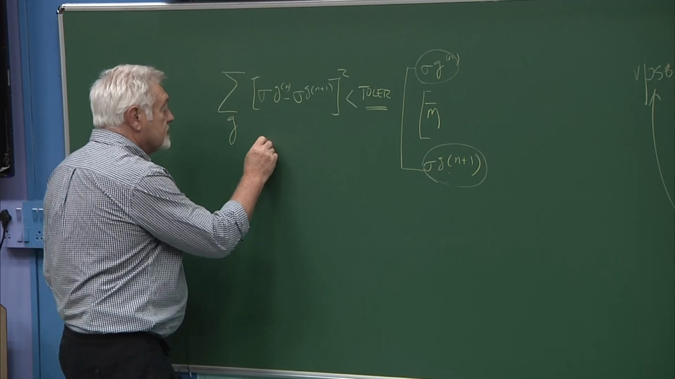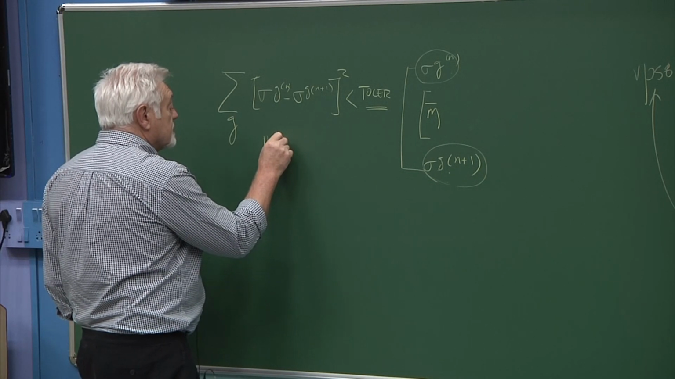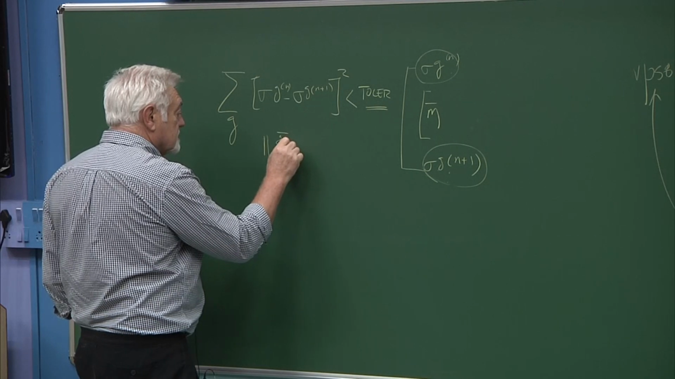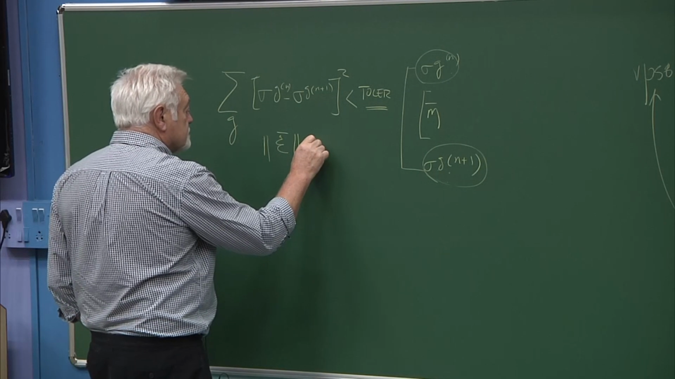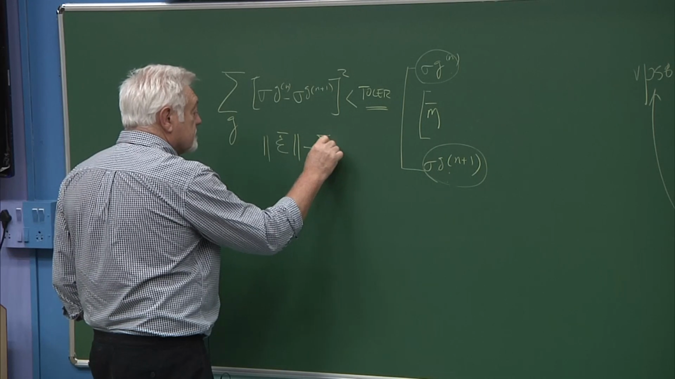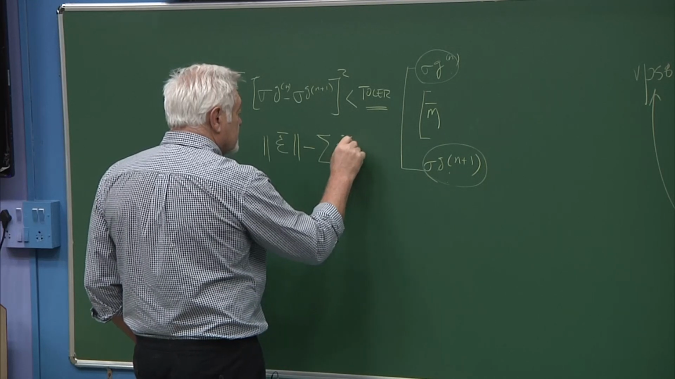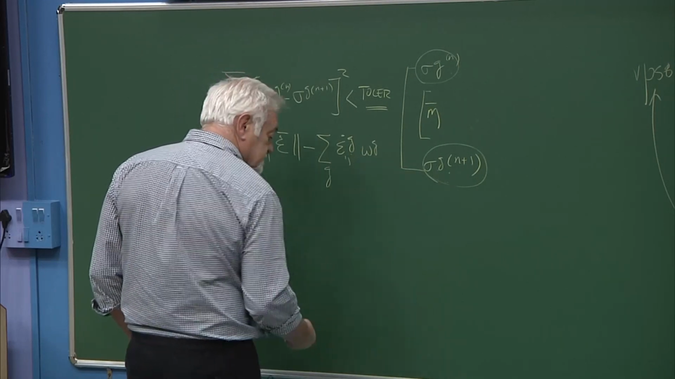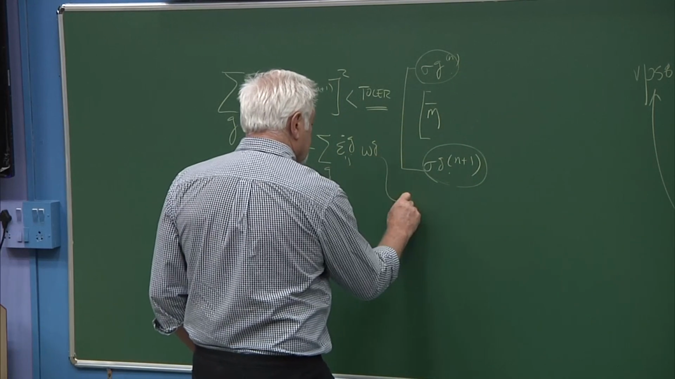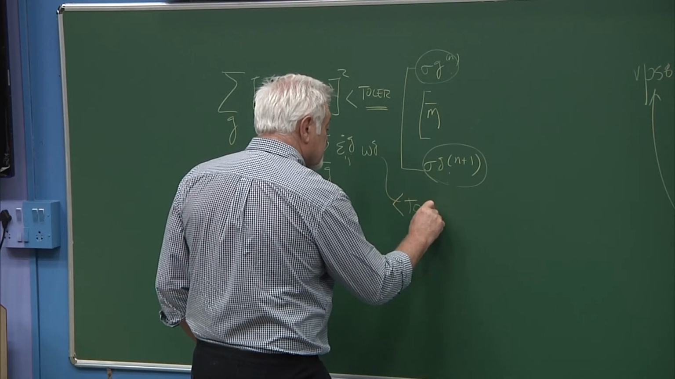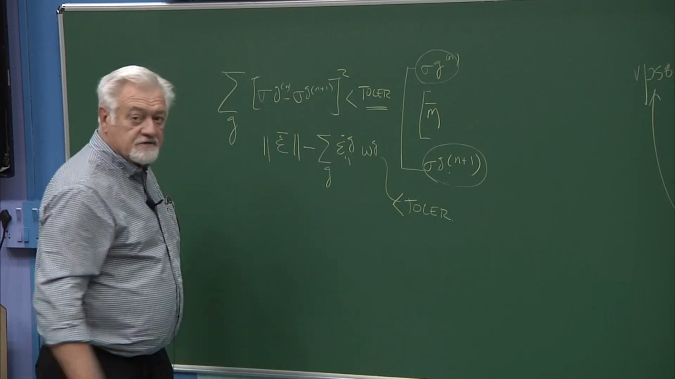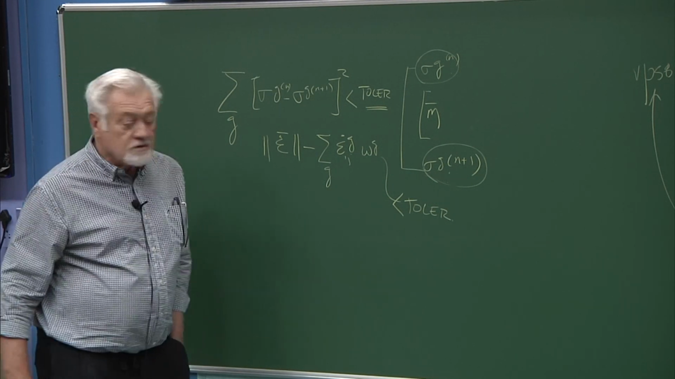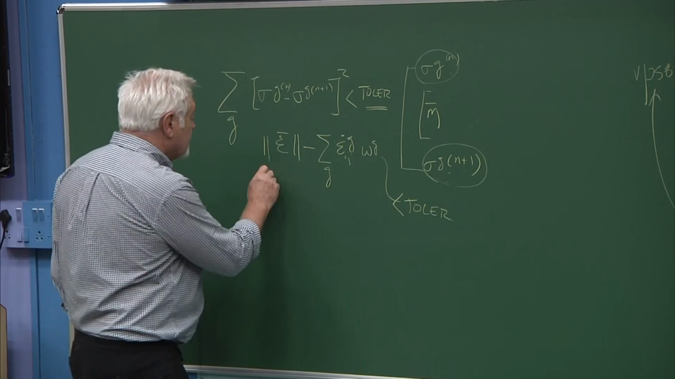The other condition is that the norm of the epsilon dot average minus the sum of epsilon dot in the grains by the weight of the grain also has to be lower than the tolerance, meaning that the average of strain rate between the grains is equal to the value that you are imposing externally, and the same for the stress.